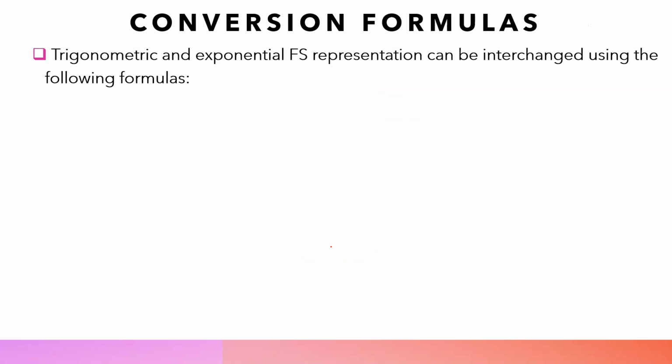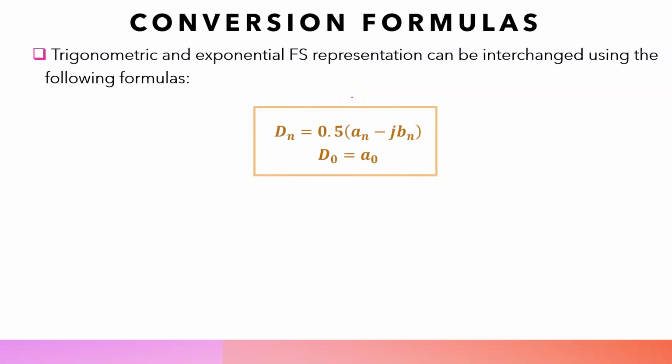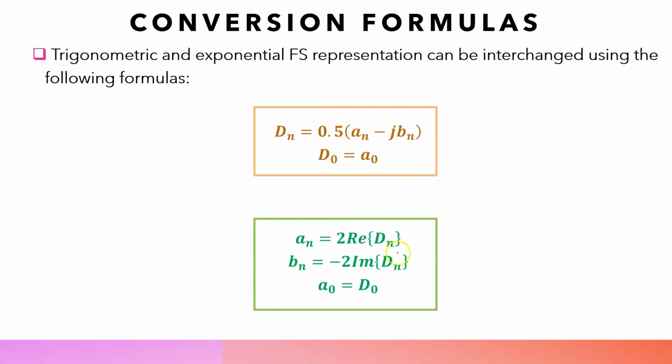And these two representations, the trigonometric representation and the exponential representation of the Fourier series, can be interchanged using these two formulas. So if you have the trigonometric Fourier series, you can change that to the exponential equivalent using this formula, and vice versa. If you have the exponential Fourier series, you can change it to the trigonometric. This is for the trigonometric coefficients using this formula.